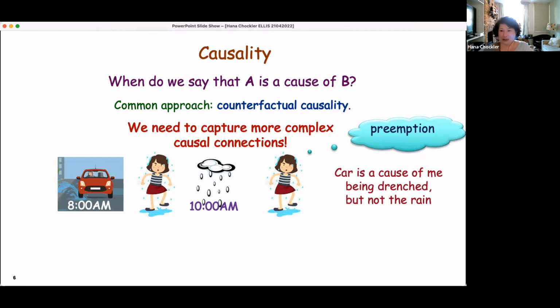But this is again not captured by the simple counterfactual reasoning, for exactly the same reasons. Had the car not driven by and splashed me at 8, I would still be wet by 10 because it started raining, right? The same symmetric argument would work to show that rain is not the cause either. So something is missing here, some information is missing.